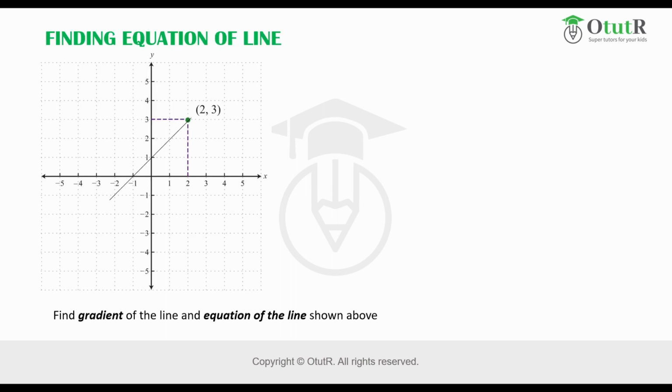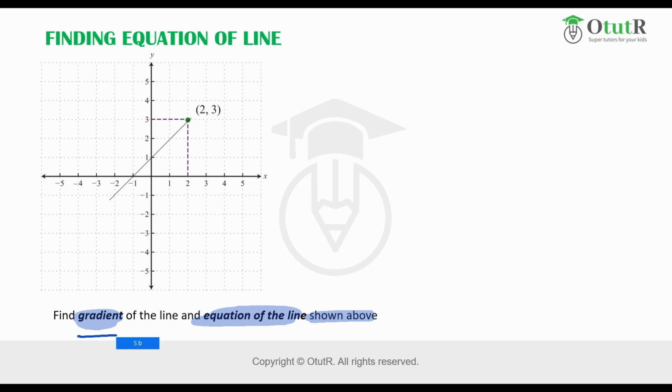Okay, the next question is about finding the equation of a line. Let us read the question. We have been given a graph, and as we can see, there is a line passing through the point 2 comma 3, and the question says that we have to find the gradient and the equation of the line shown above. That means we have to find the equation directly from the graph. Now let us see how we can do that.